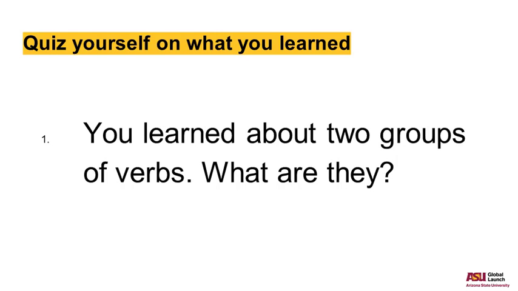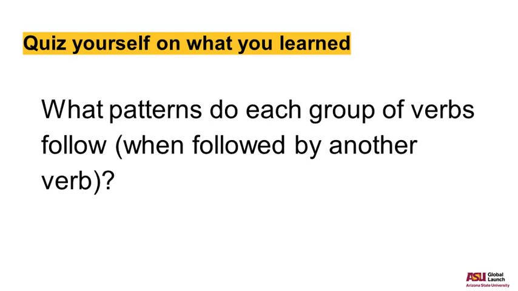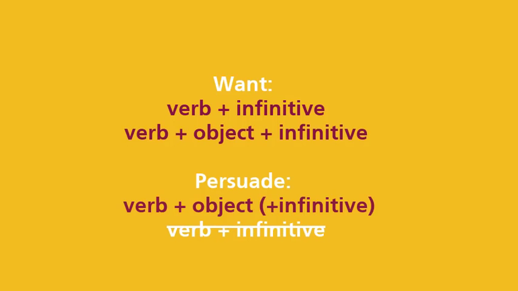You've come to the end of this lesson. See how you do on this quick quiz. What are the two groups of verbs you learned about? Did you say want and persuade? Great. What patterns do each group follow when followed by another verb? That's right. Want verbs can follow two patterns, verb plus infinitive and verb plus object plus infinitive, while persuade verbs must be followed by an object, and often followed by an object plus an infinitive.